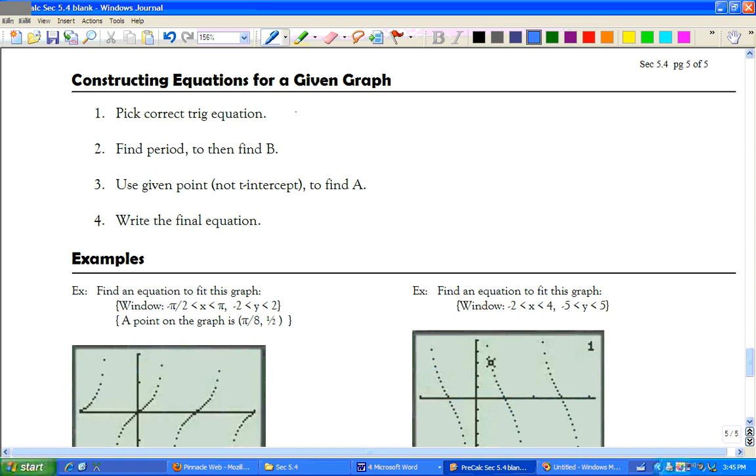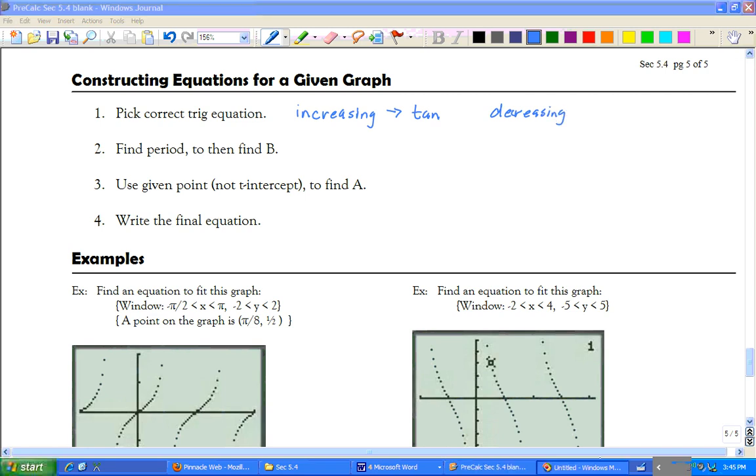If we have an increasing graph, so it's increasing from left to right, we know that that's going to be our tangent equation. If it's decreasing from left to right, decreasing means we're going to be looking at the cotangent equation. Then we're going to find our period, and then we're going to use that information to find B.